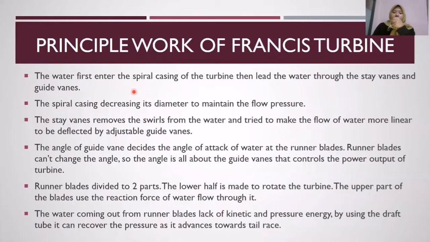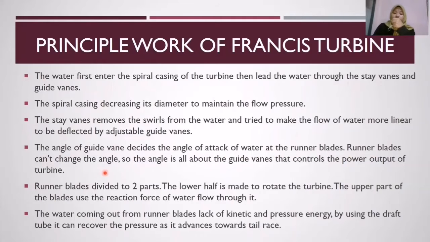Okay. Now the principal work of the Francis turbine. Firstly, the water will enter the spiral casing of the turbine and then lead the water through the stay vanes and the guide vanes. As the spiral casing decreases in diameter, it maintains the flow pressure. Then the stay vanes remove the stress from the water and try to make the flow of water more linear to be deflected by the adjustable guide vanes. The angle of the guide vane decides the angle of attack of water at the runner blades.